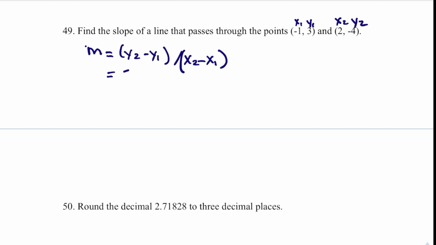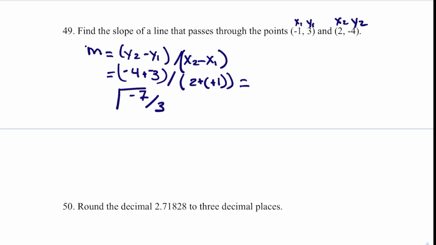So we have -4 minus 3 divided by 2 minus -1 equals, so we're going to have -7 because this will change to plus -3, so we have -7 divided by, this will change to plus, this will change to plus, so divided by 3, and that is our answer, -7 divided by 3.